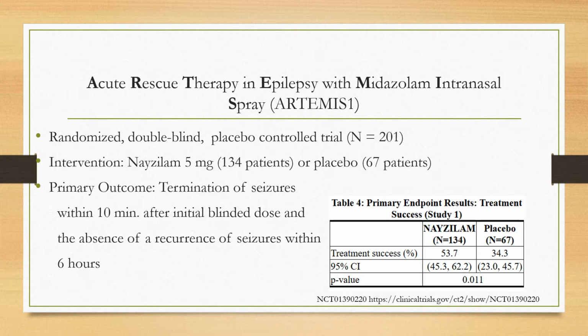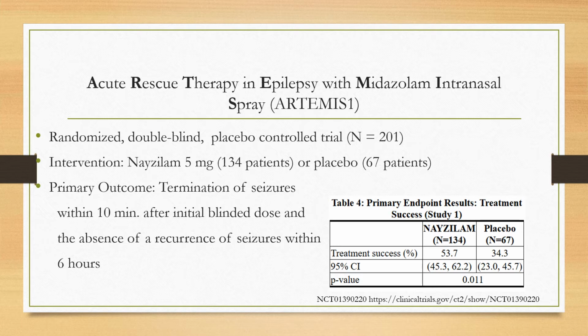Patients did have the option to receive an open-label 5 milligram dose of Nasolam to be administered between 10 minutes to 6 hours after the first dose, if the patient had persistent or recurrent seizure activity. The primary outcome here was determined as successful treatment, meaning that there was termination of seizures within 10 minutes after the initial blinded dose and the absence of a recurrent seizure within 6 hours.